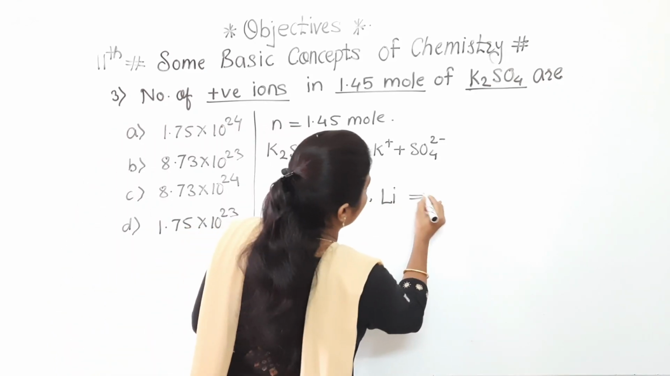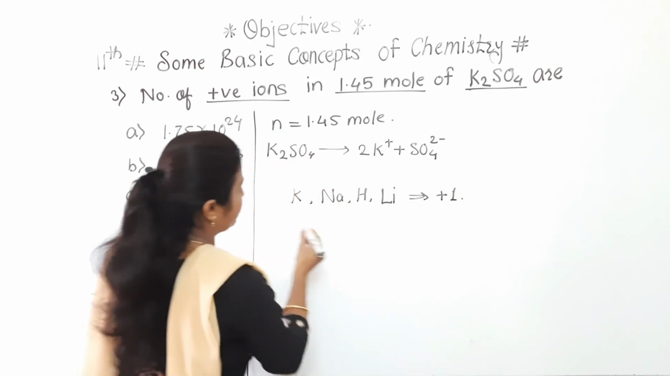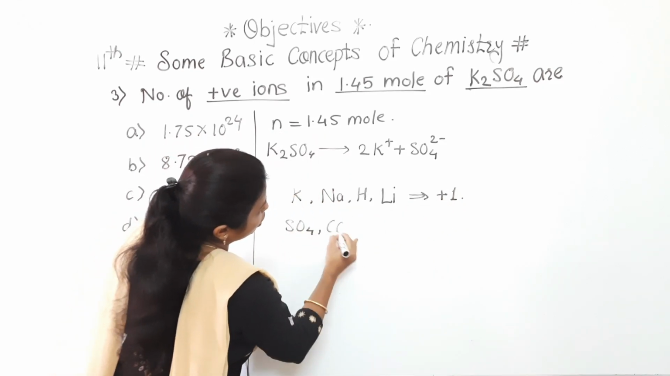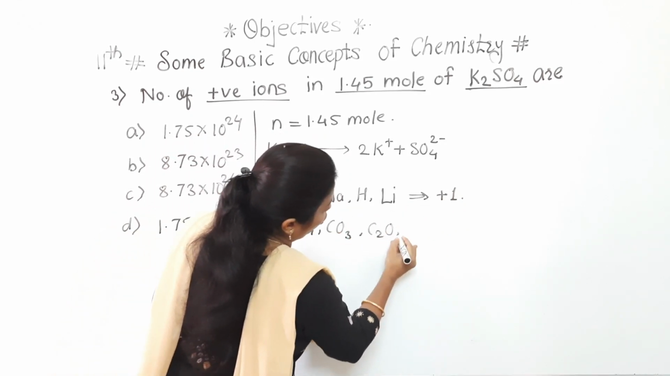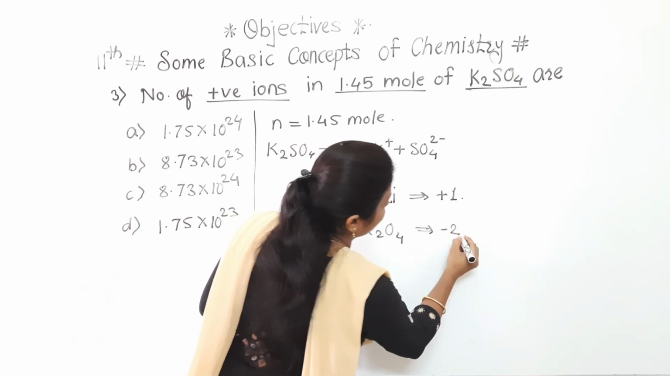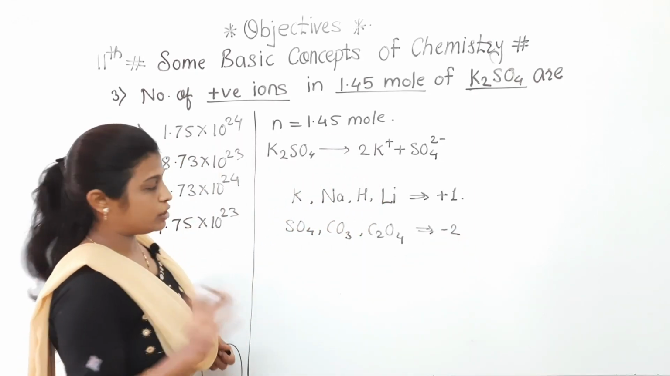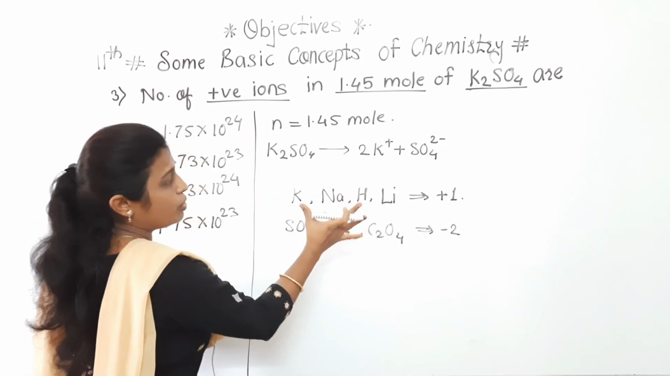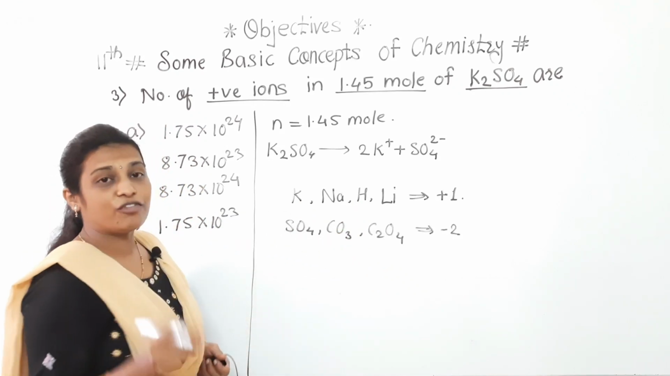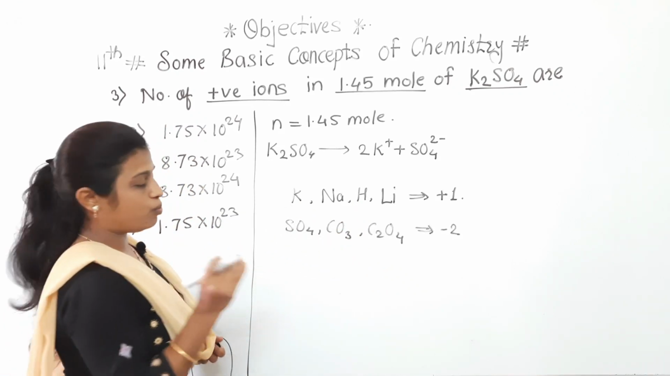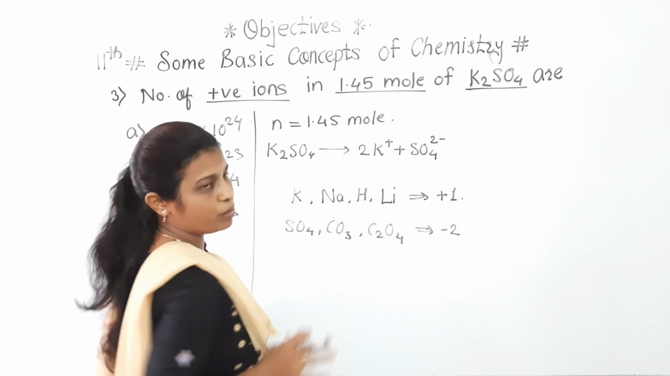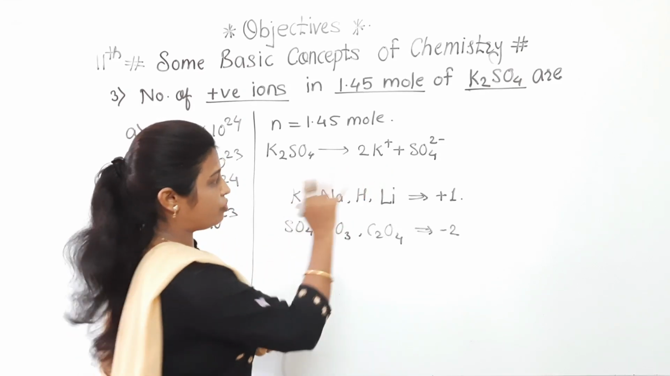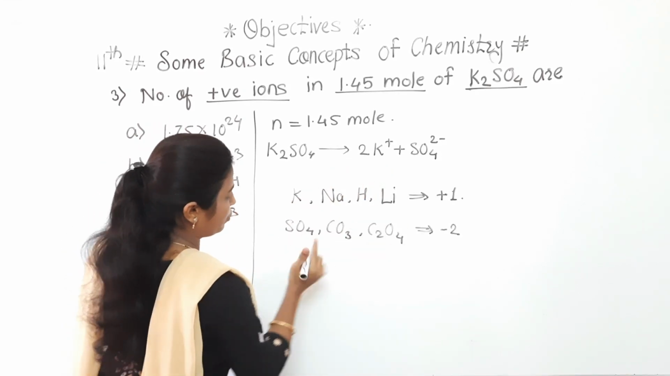So for Na, we have to consider +1. SO4, CO3, C2O4, all these have the oxidation number -2. These terms I am giving to you because they are very important every time. In each and every point we have to write its formula also. How it comes, that also I will explain to you. Okay, that part we have completed.